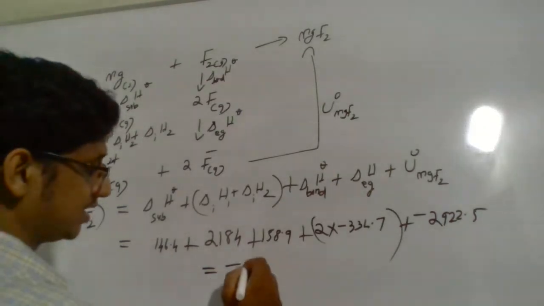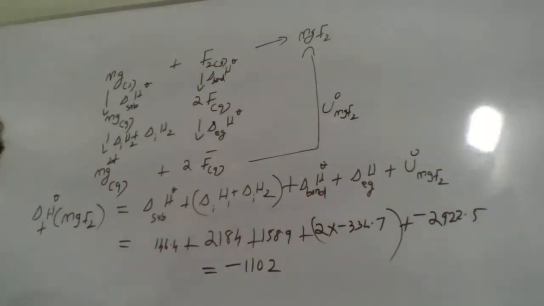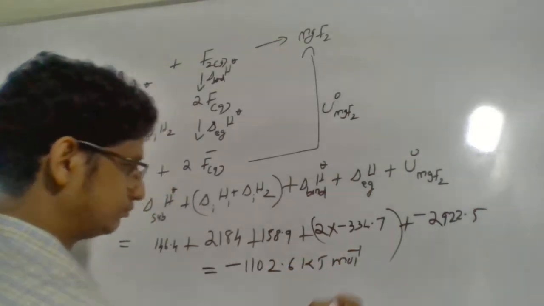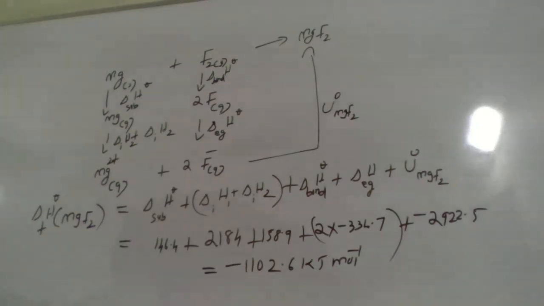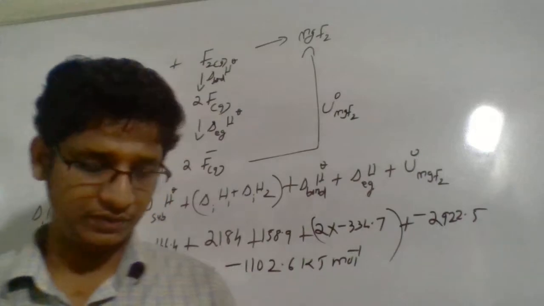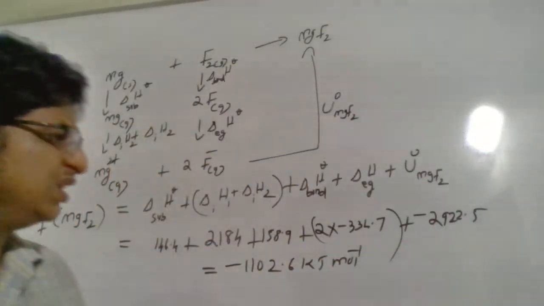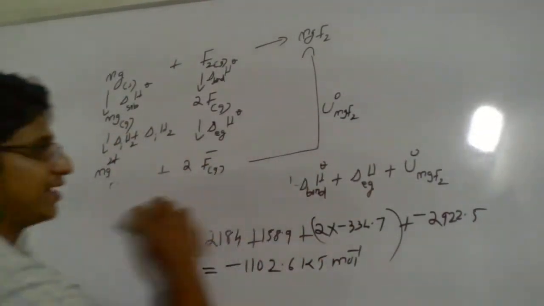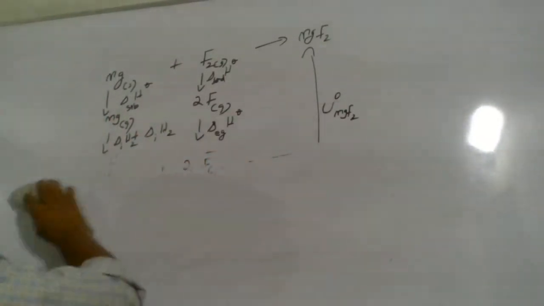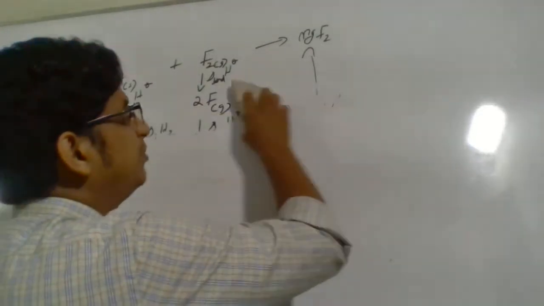So apply this, and you will get the enthalpy of formation of magnesium fluoride, which is equal to minus 1102.6 kilojoule per mole. Okay, so that is the enthalpy of formation of magnesium fluoride. So practice yourself, for your better understanding. If you do such problems, you will understand how a Born-Haber cycle is created and what the points to remember are. So do it yourself.